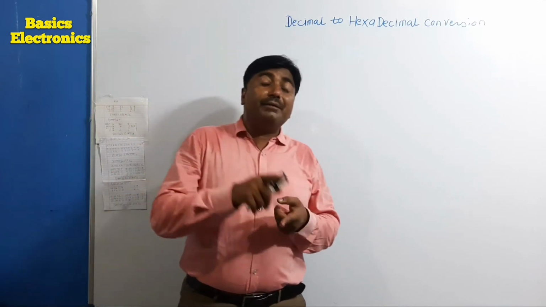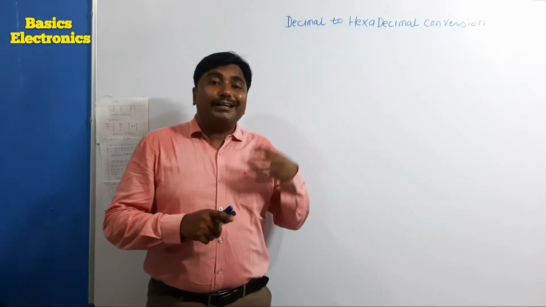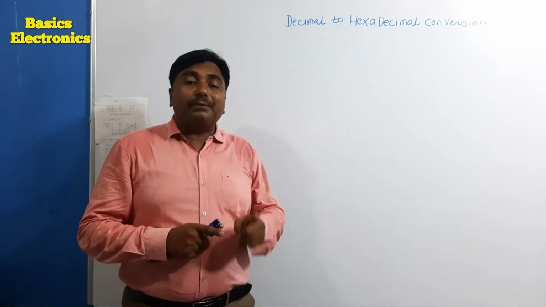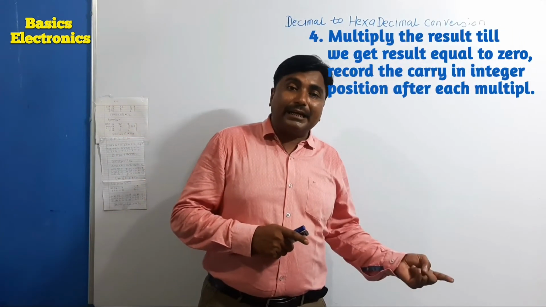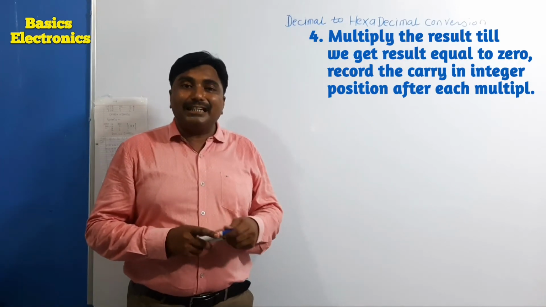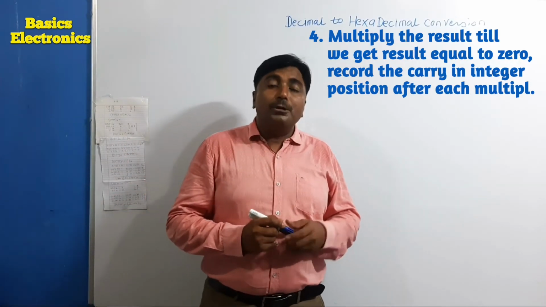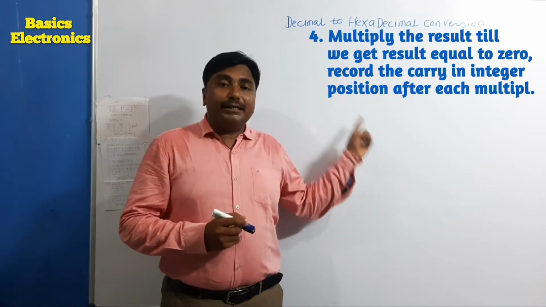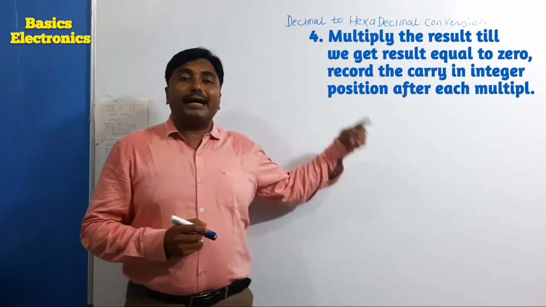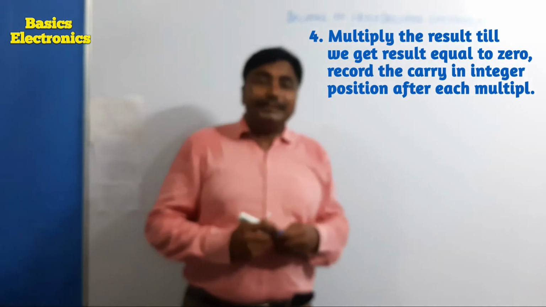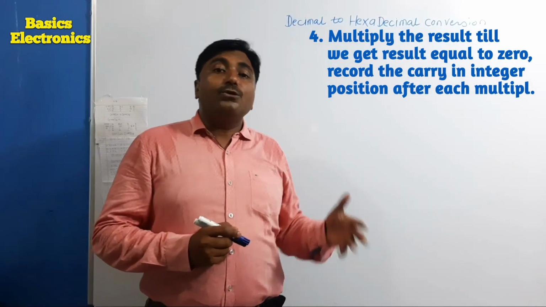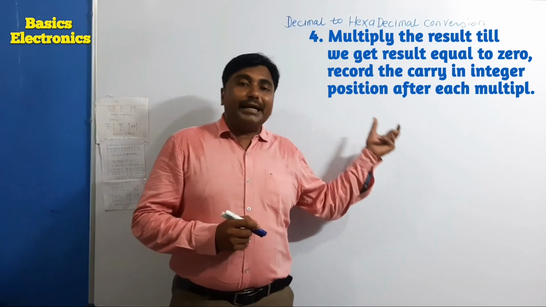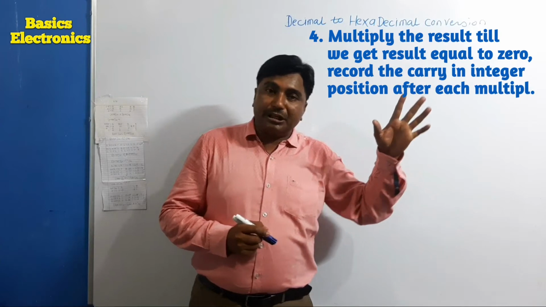Whatever the remaining part is there, after taking the carry in integer position, we multiply it again by 16 until the result becomes equal to 0. That means the first step is to multiply the given fractional number by 2. Then the second step comes. We have to write down the result and we record the carry in integer position.